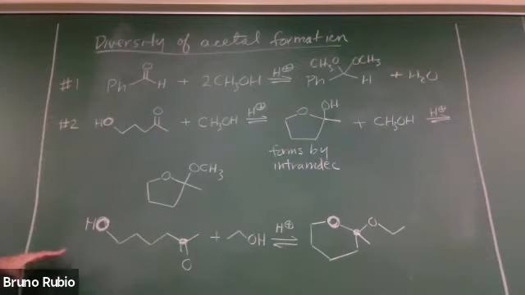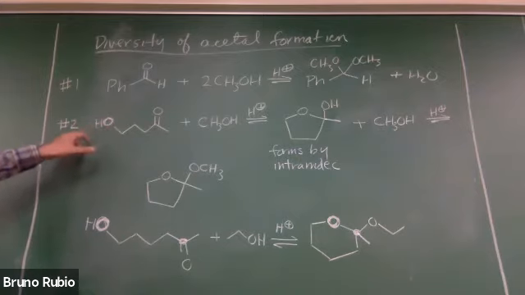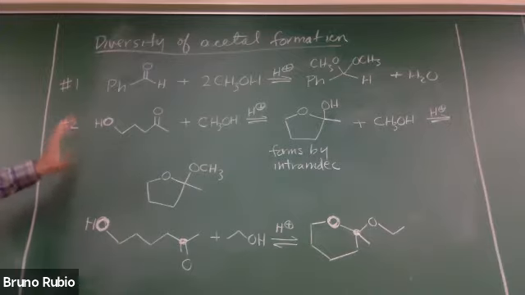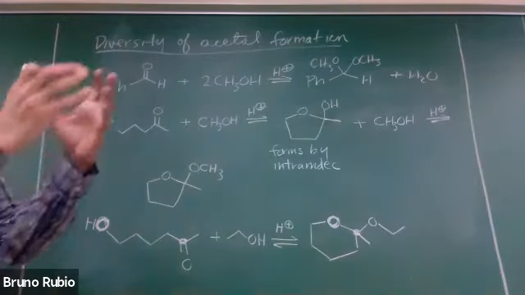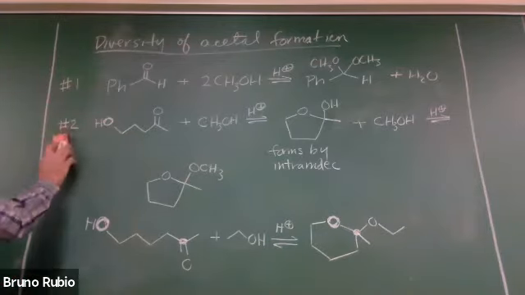Okay, so this is the second situation that could occur, that the aldehyde or the ketone starts life in a molecule that has an OH group in it already. It's going to ring up, if it can, to form a 5-membered ring or 6-membered ring, cyclic hemiacetal, and then that cyclic hemiacetal goes on to form the full acetal. But we're not done yet, because there's another case. There's a case number 3.